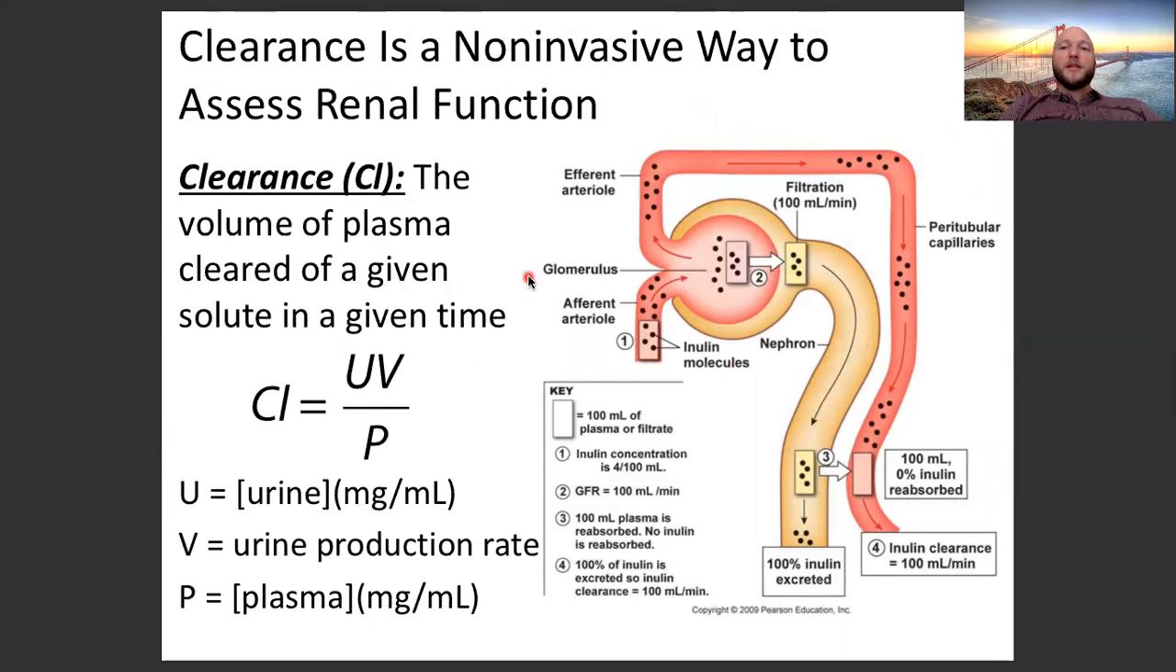All right, let's talk about clearance. Clearance is a non-invasive way to assess renal function. Clearance is the volume of plasma cleared of a given solute in a given time. So you could talk about the clearance of glucose: how much plasma was glucose completely removed from within a given time? Clearance is equal to urine concentration times urine production rate divided by plasma concentration.